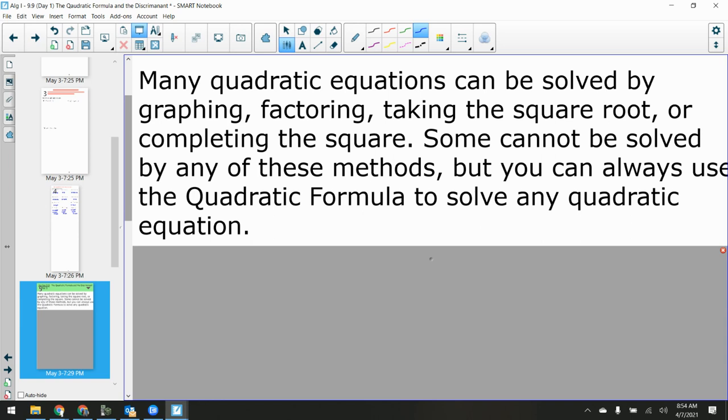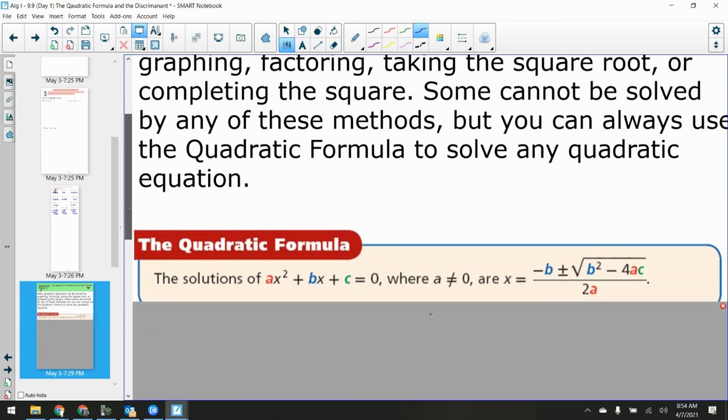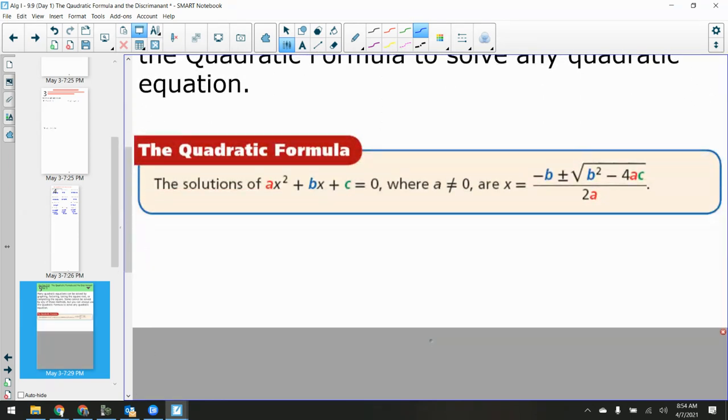Some cannot be solved by any of these methods, but you can always use the quadratic formula. Here is the quadratic formula. Now, A, B, and C all come from standard form. So it has to be set up in standard form, first off. That's the main thing, right at the beginning. It's got to be in standard form: AX squared plus BX plus C.